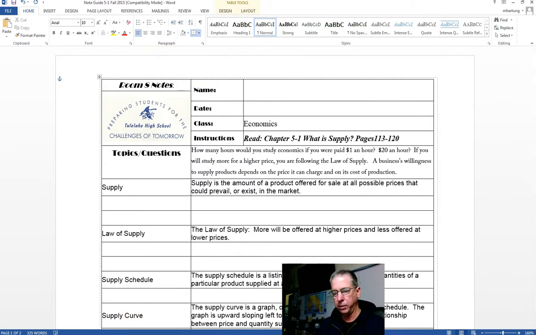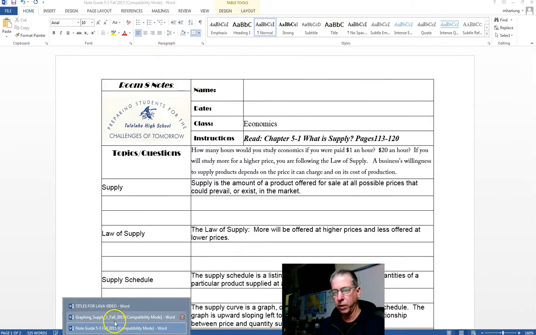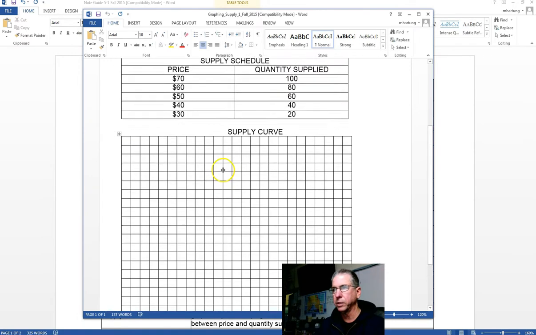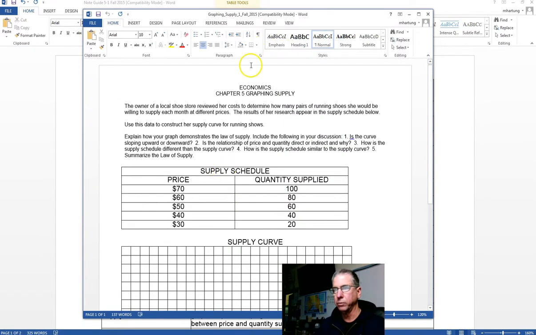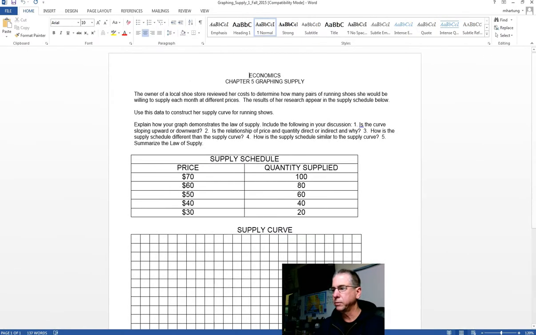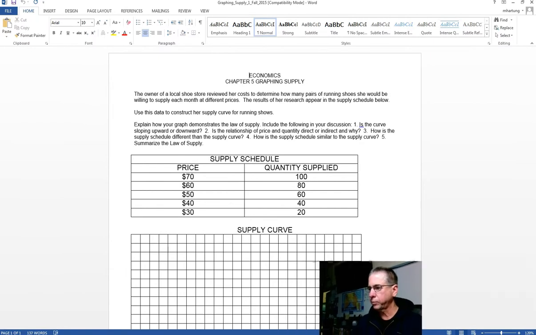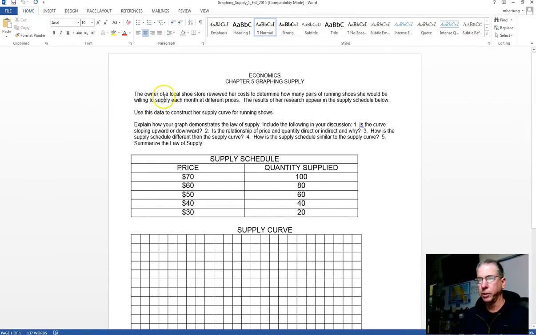And then the other handout is a graph. So we'll practice graphing supply. So here we go. Once again, we've got our shoe store. The owner of the local shoe store has reviewed her cost to determine how many pairs of running shoes she would be willing to supply each month at different prices. So here's her research, and we've seen this schedule before. Just now that instead of quantity demanded, we've got quantity supplied. And so we're going to graph this here on our supply curve.